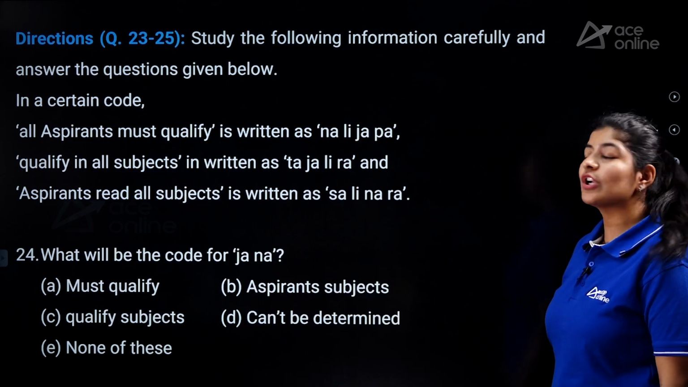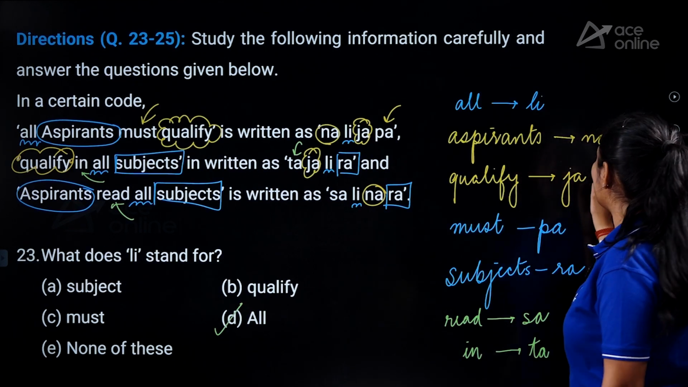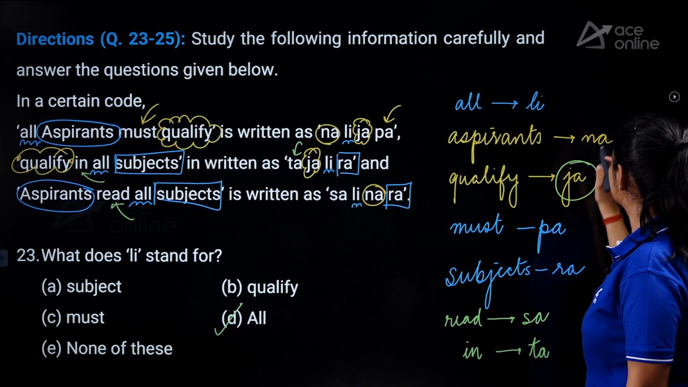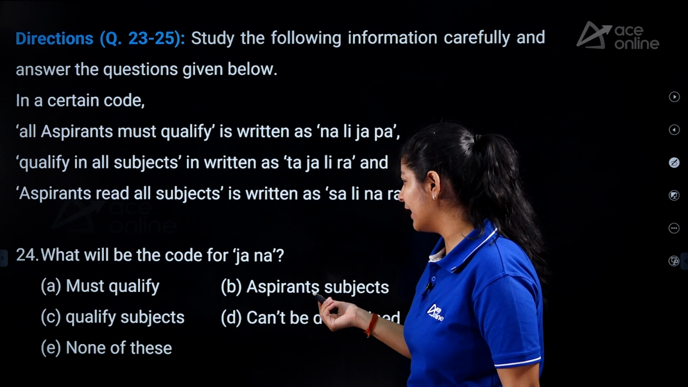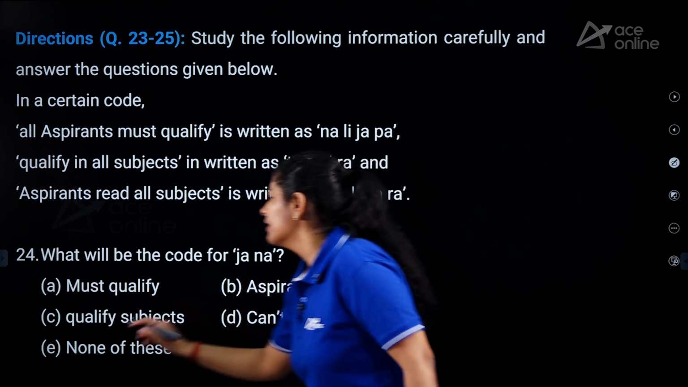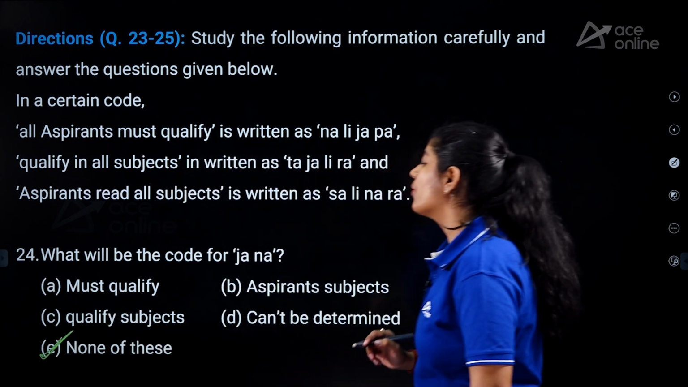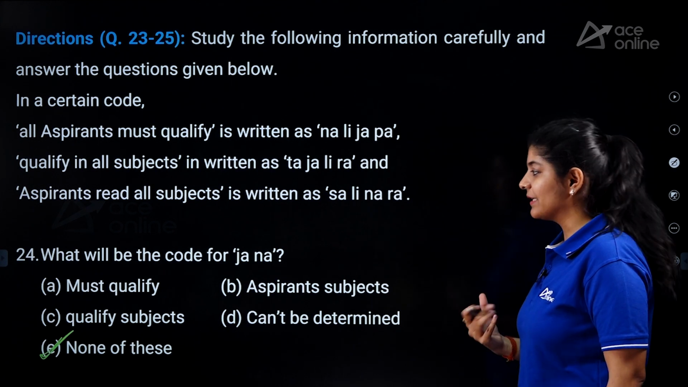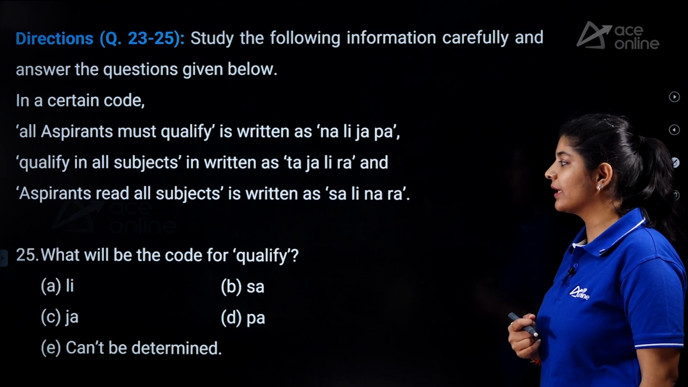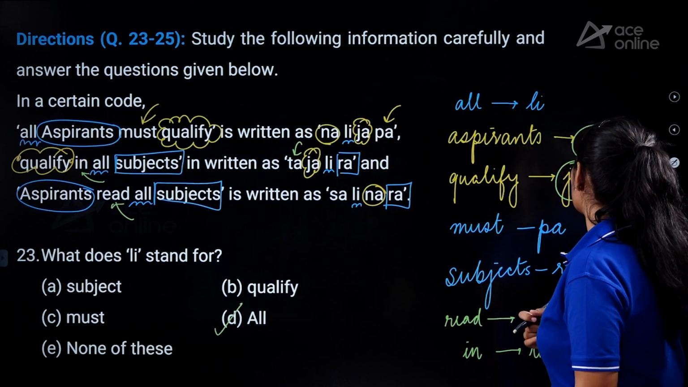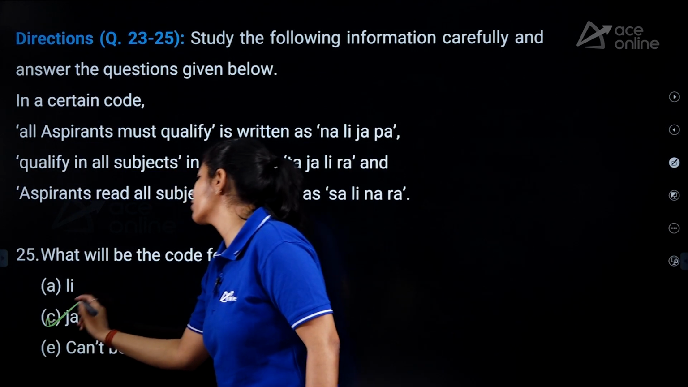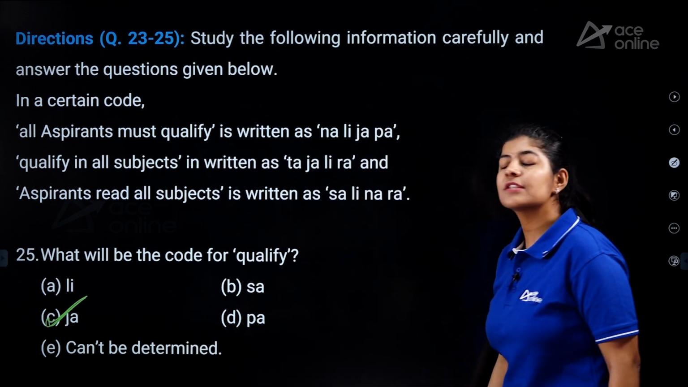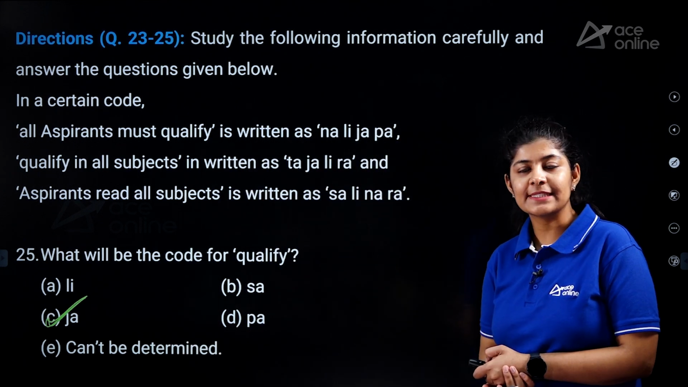What is the code for Jana? So here we have qualify and aspirants. So we have option number E as our answer, as qualifying aspirants is the correct answer. The next one is, what is the code for qualifier? That is nothing but JA. So the correct answer over here is your option number C.